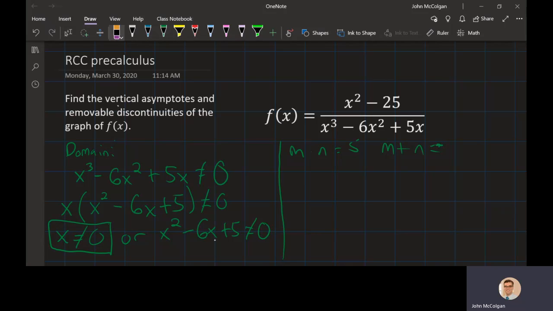Let me erase that and fix that. We want them to add to negative 6. Let me make this 5 a little bit better too. Okay, so there are two numbers that multiply to 5 and add to negative 6, which are negative 5 and negative 1. Negative 5 times negative 1 is 5, and negative 5 plus negative 1 is negative 6.